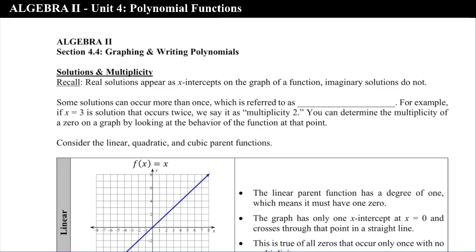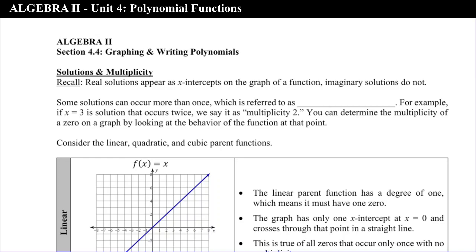So in the last section we talked a little bit about the key features of higher order polynomials. In this section you're going to actually be able to take a higher order polynomial, and more specifically the graph of one, and you're going to be able to write the equation for it. So as always, let's recall a few key things that you're going to need, things that you've already learned.